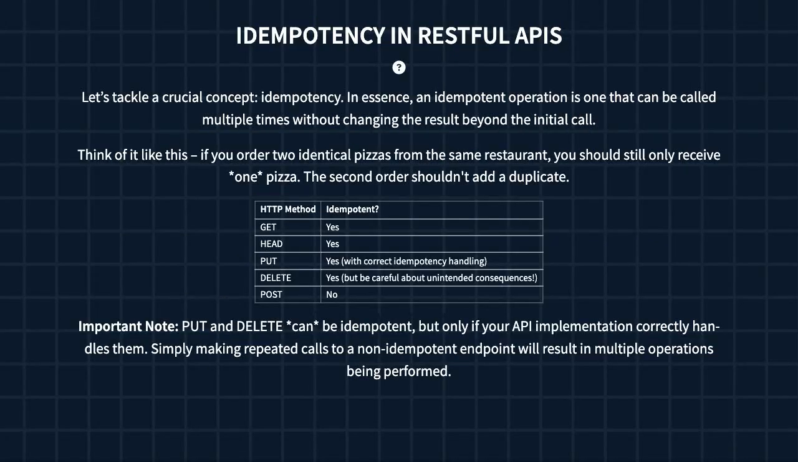Okay, let's talk about idempotency. It's a really important idea when designing REST APIs. Basically, it means that if you call an API operation multiple times, the final outcome is always the same as if you had called it just once. Imagine ordering pizza. You wouldn't want 2 pizzas to show up every time you order. GET and HEAD requests are always idempotent. They're just retrieving information. PUT can be idempotent if your code handles duplicates correctly, and DELETE can be too, but it requires careful design. POST, on the other hand, is never idempotent because it creates new resources.